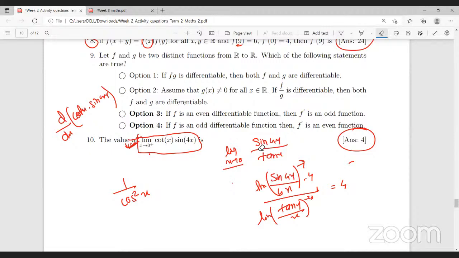Just apply the standard rule: divide both the numerator and denominator by x, and for making this term 4x, we have to multiply by 4x, right? So this limit is equal to 1 and this is also equal to 1. So that is 4. So this practice.